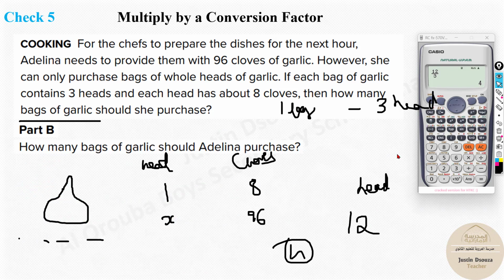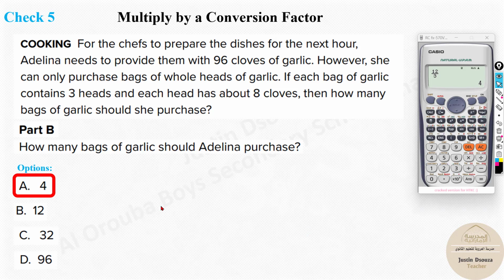And then how many bags must she purchase? So she has 12 heads to get 96 cloves, and 12 divided by 3 will be 4. So the answer is 4 here. This is the answer. So these many bags are required: 4 bags. Now you can also double check your answer.